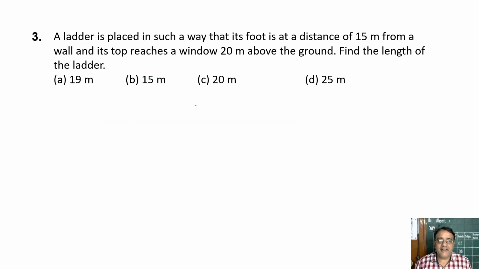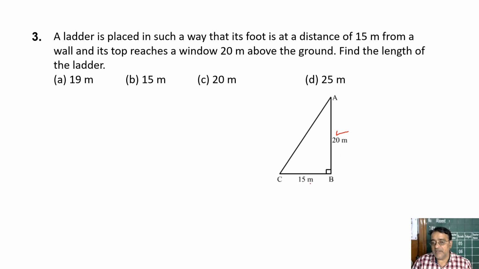Next, a ladder is placed in such a way that its foot is at a distance of 15 meter from a wall and its top reaches a window 20 meter above the ground. Find the length of the ladder. Okay, so this is the rough diagram. The height of the window from the ground is given and the distance of the foot of the ladder from the wall is given, and we need to find the length of the ladder.